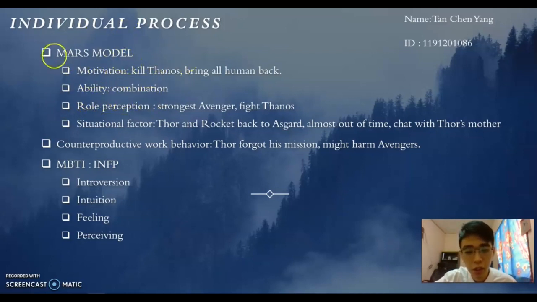The situation factor here is that Thor and Rocket went back to the past Asgard to get the Ether, which is the reality stone. But Thor accidentally met his mother, so he had a conversation with her. This caused them to almost run out of time to get the Ether back.